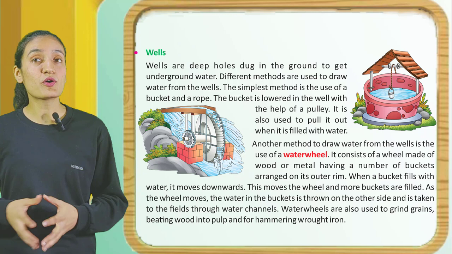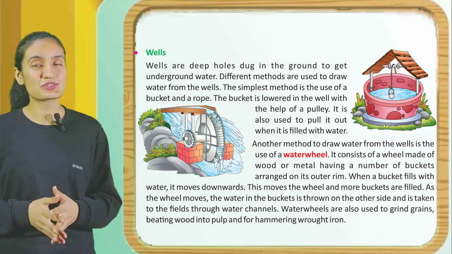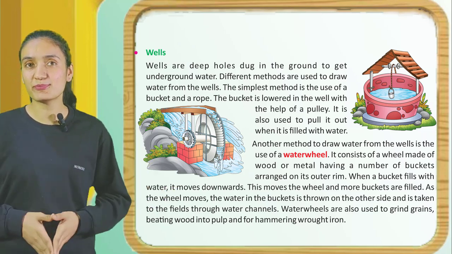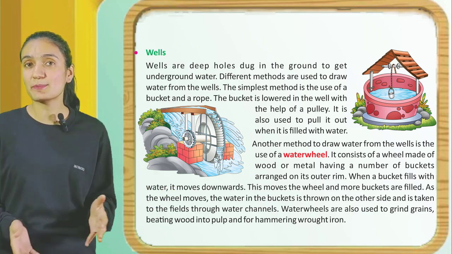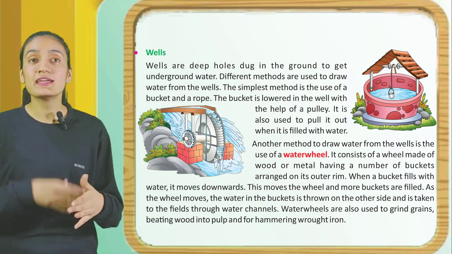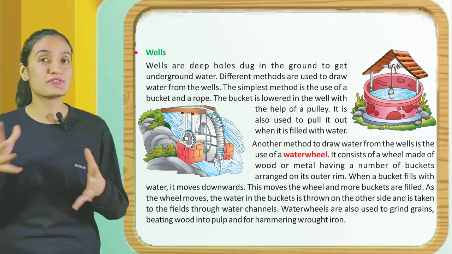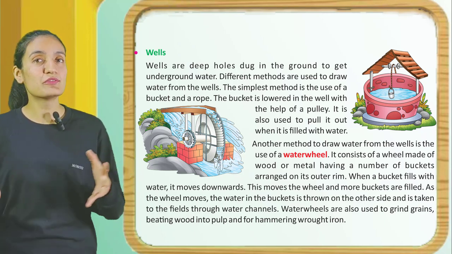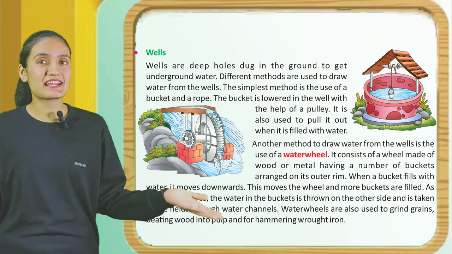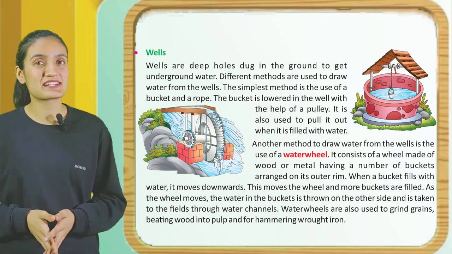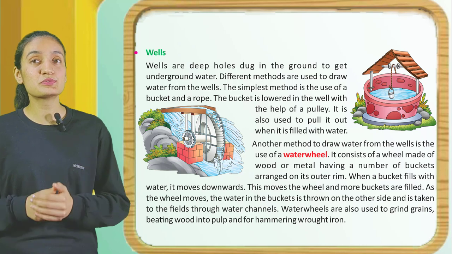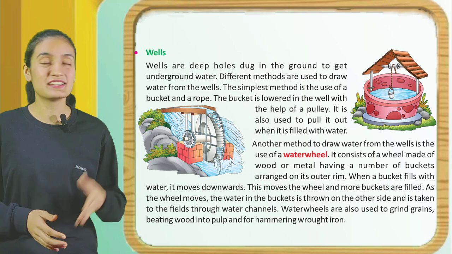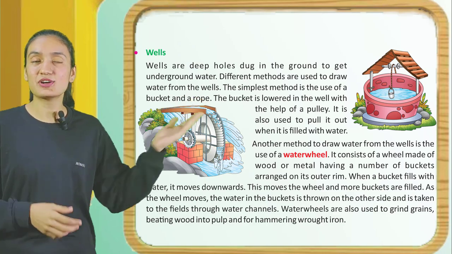Another method to draw water from wells is the use of a water wheel. It consists of a wheel made of wood or metal having a number of buckets arranged on its outer rim. When a bucket fills with water, it moves downwards. This moves the wheel and more buckets are filled. As the wheel moves, the water in the buckets is thrown on the other side and is taken to the fields through water channels. Water wheels are also used to grind grains, beat wood into pulp and for hammering wrought iron. You can see a well and water wheels in this picture.